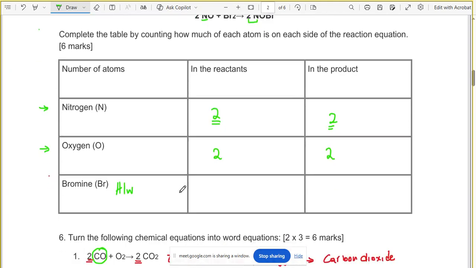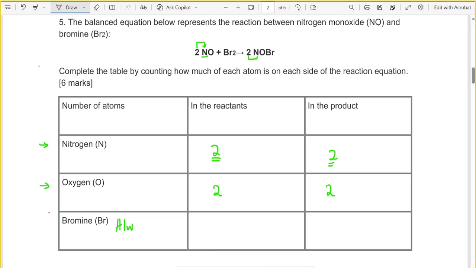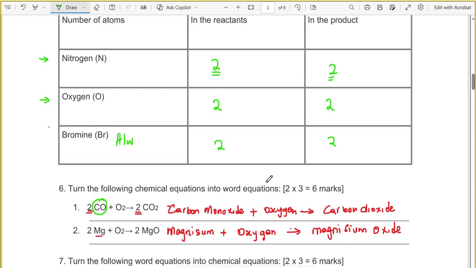So now tell me, what did you get for the bromide? What is your answer for bromide? It was 2 for the reactants and 2 for the products. Okay, you also got 2 for the reactants and 2 for the products. Well done. I'm very happy with the answer. Let's move on.